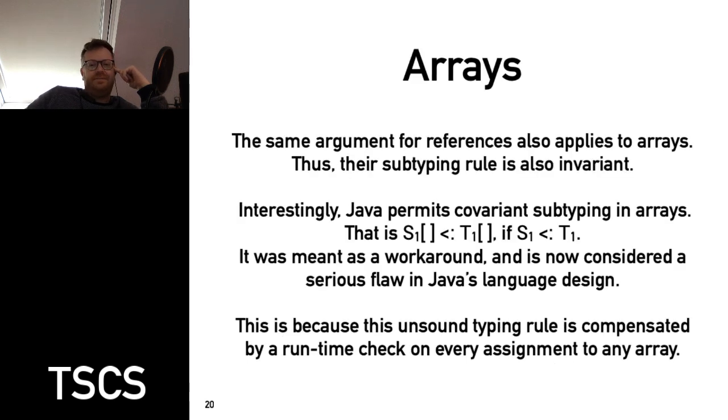Finally, arrays. The same argument for reference also applies to arrays. Thus, their subtyping rule is also invariant. You can use arrays in the same way. So the way we implemented arrays was with references. So the same rules actually apply to arrays as well.